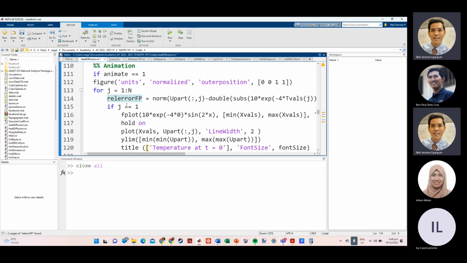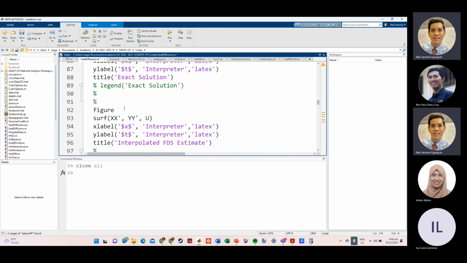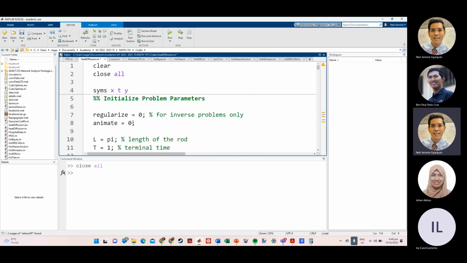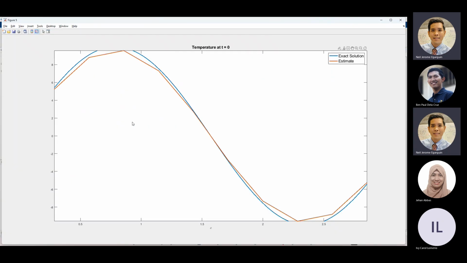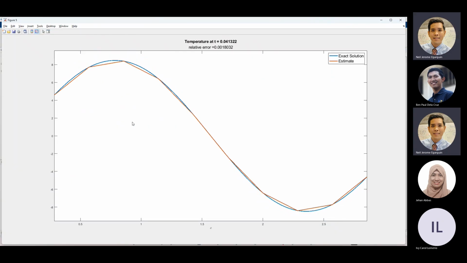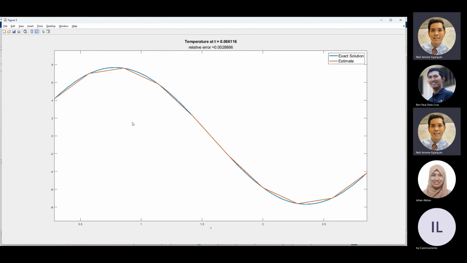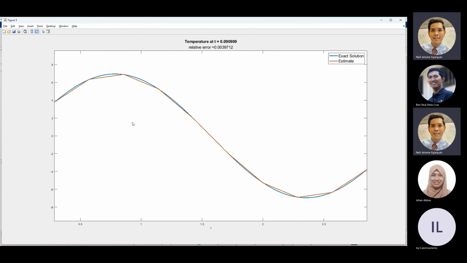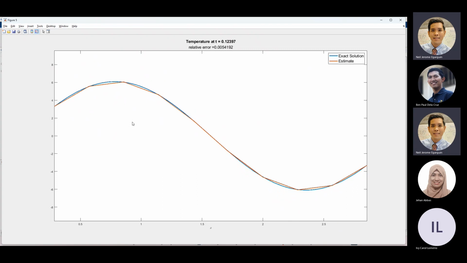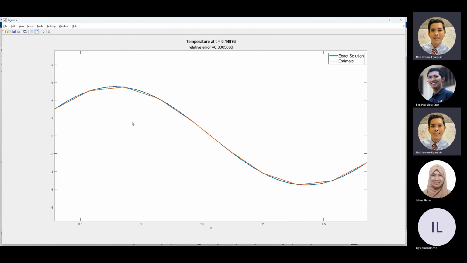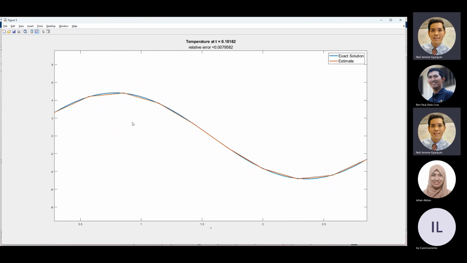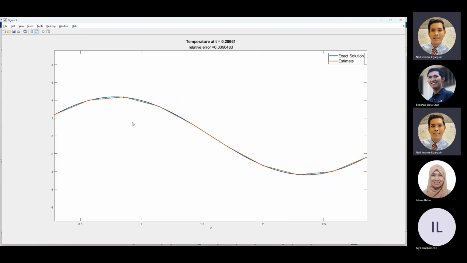And then I have here the code for the animation. Now, dahil wala na talagang oras, i-run ko to with animate equals 1 para makita natin yung time evolution. And then here's what will happen. So I pressed F5. Nag-compute si Matlab. Tapos ito, papakita niya yung time evolution. So the red curve is our estimate, and the blue one is our exact solution. So graphically, or at least visually, you're seeing how the temperature readings evolve through time.